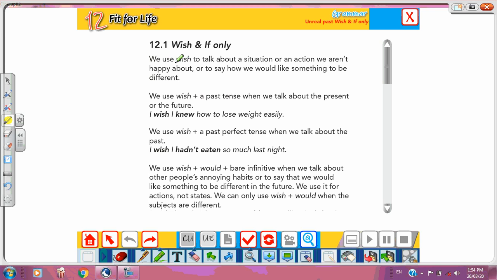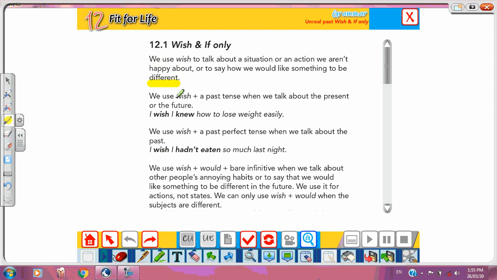We use I wish to talk about a situation or an action we weren't happy about, or to say how we would like something to be different. Like when I say I wish I had brought high marks. This is my wishing. But what is the situation now? The situation now is that I brought bad marks. So I'm not happy about my action right now, and I wish or if only I could do something better. This is the use of wish and if only.